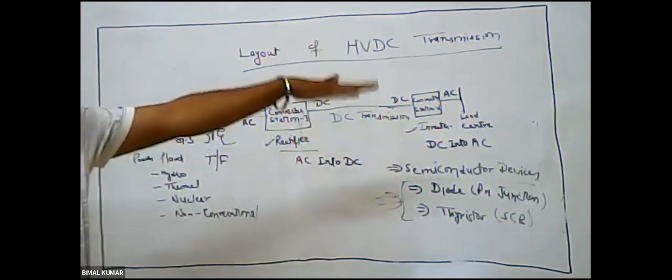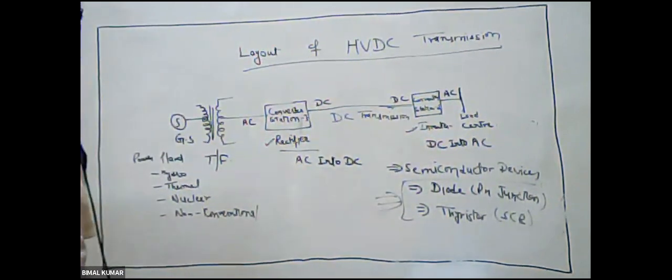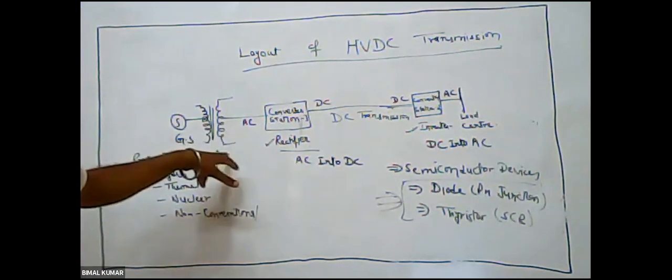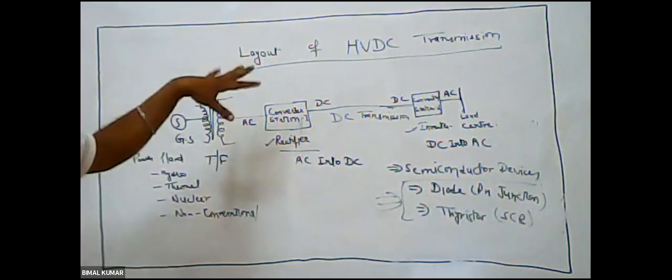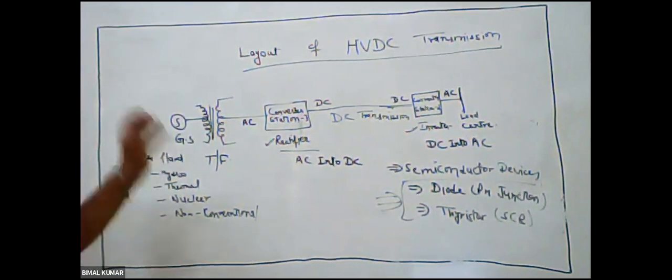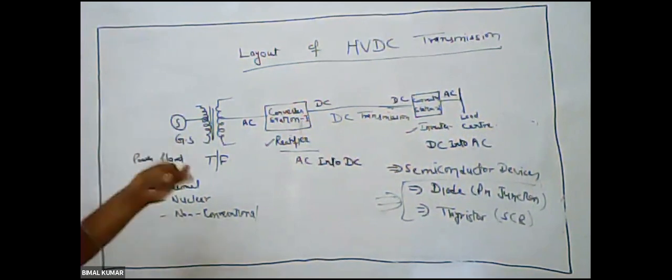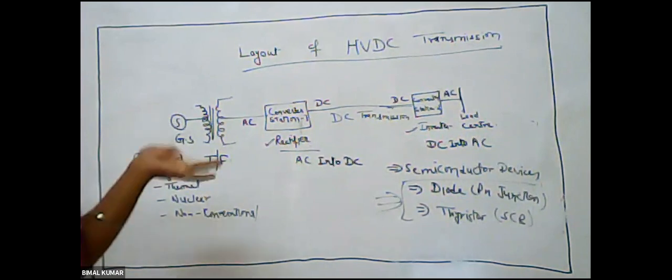At the load center, after converter station 2, you may use one transformer again. So the first will be known as transformer 1, and here it will be transformer 2. Transformer 1 will generally be a step-up transformer, and transformer 2 will be a step-down transformer, because transmission is always at high voltage and distribution is always at low voltage. So the general components of HVDC transmission are the generating station, transformer 1, converter station 1, converter station 2, transformer 2, and the load center.